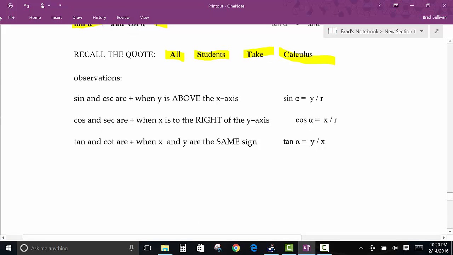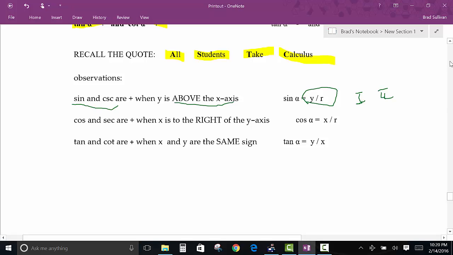You can also do this. This is the best way to do this, and this is what I think students really ought to know: the sine and cosecant have a definition that involves y in it. So y is above the x-axis in quadrants 1 and 2. So you would find that the sine and cosecant would be positive in quadrants 1 and 2.